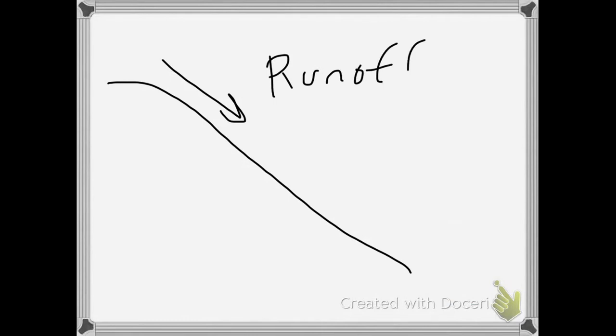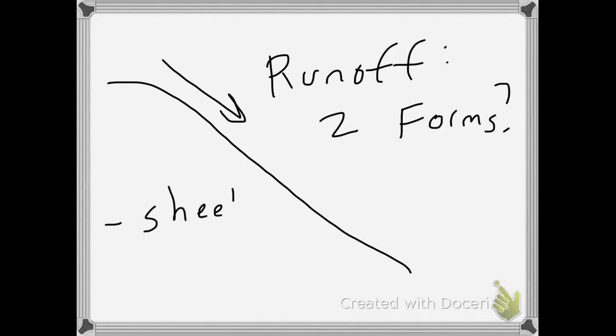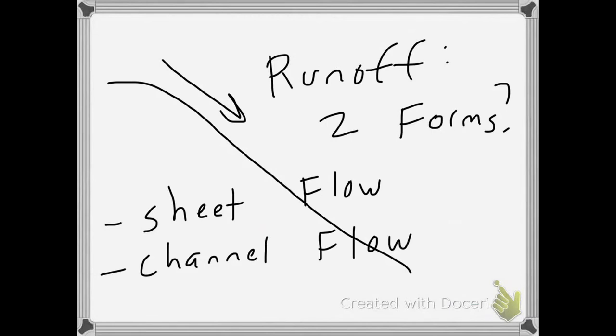So when we consider runoff, there are two types or two forms of runoff. So there's two ways in which water can flow down a hill. And the first way, of course, is sheet flow. This is water that's just flowing all over the ground. And the other way is channel flow, when water is confined to a channel.